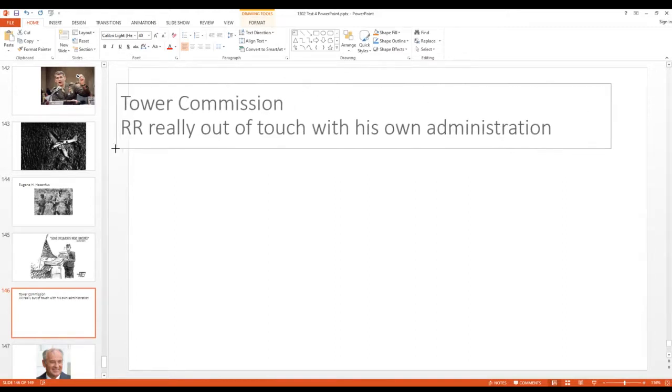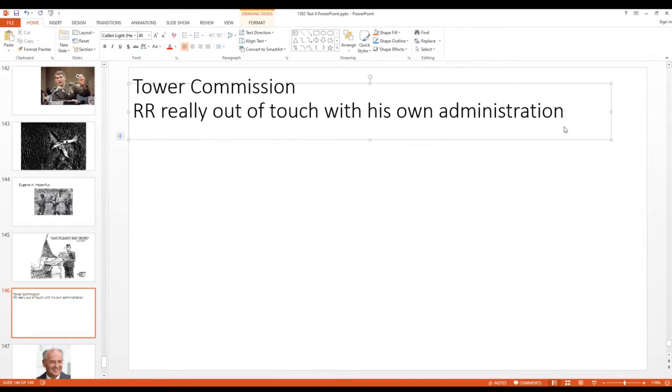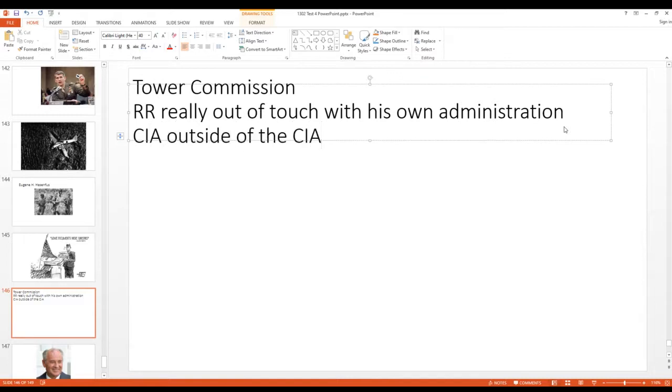One was how out of touch Reagan was with his own administration. Part of this had been done on purpose, so that if they got caught, Reagan would not be in the loop the way Nixon had been. The eventual goal had been to create a CIA that would operate outside of the CIA's restrictions. So imagine a CIA that is completely unleashed from any oversight.